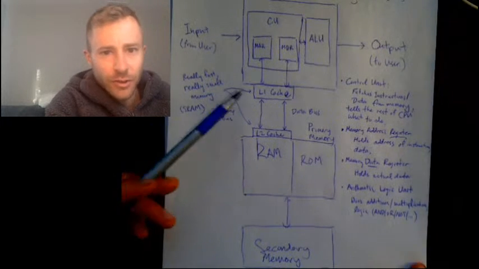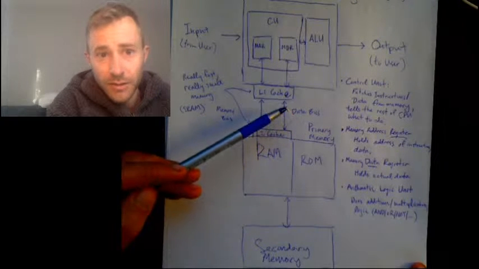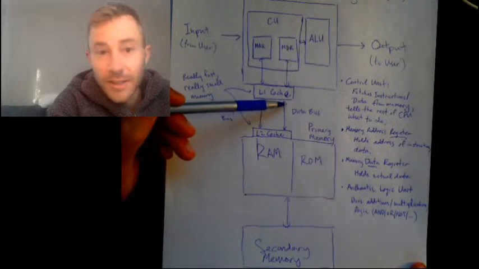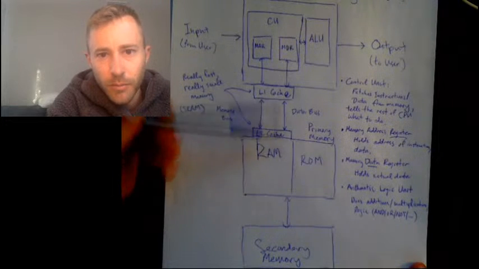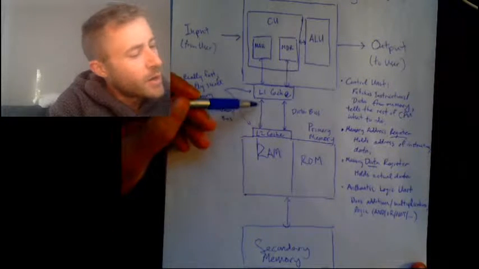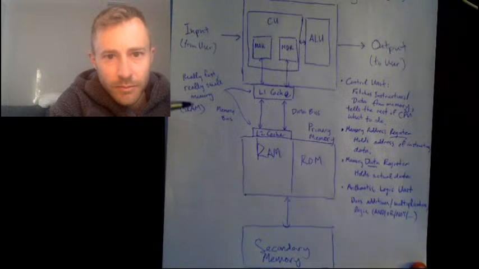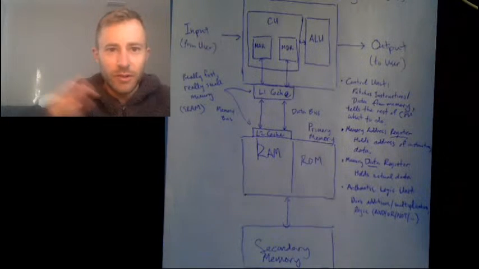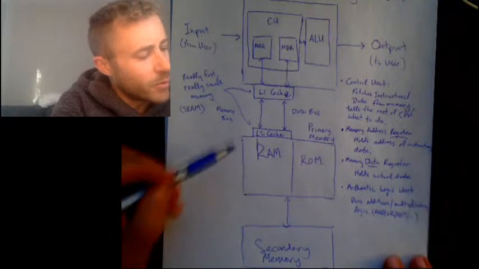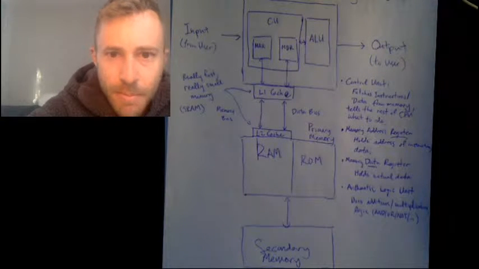Now those caches are connected to each other through the data bus. The data bus is there to transfer data between the CPU and the primary memory. And the memory bus, so a bus is basically just a bunch of wires that are transmitting data. The memory bus sends memory addresses back and forth.